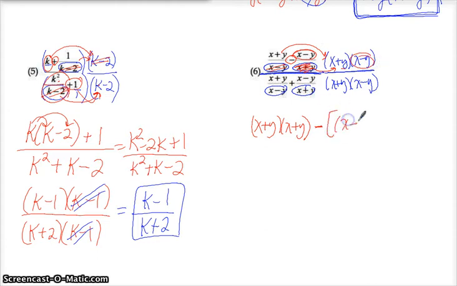Except I'm going to go ahead and bracket that, because I don't want to forget to distribute my negative through this simplified answer once I go ahead and multiply it all out. But I won't do that till later.